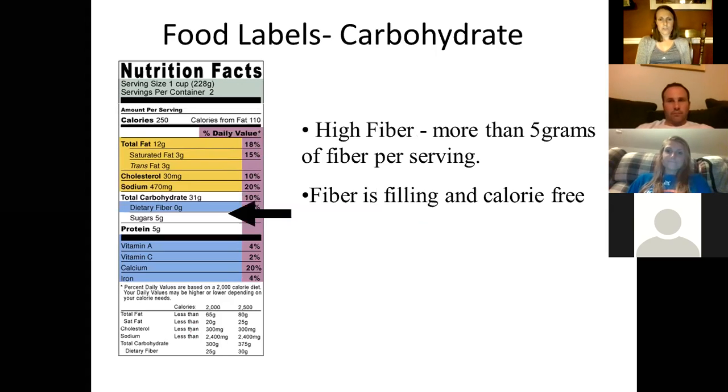Does anyone know a food that is high in fiber? Chad, can you tell me a food that's high in fiber? Spinach. Spinach would be a good source of fiber. Oatmeal, any types of fruits and vegetables are typically high in fiber.